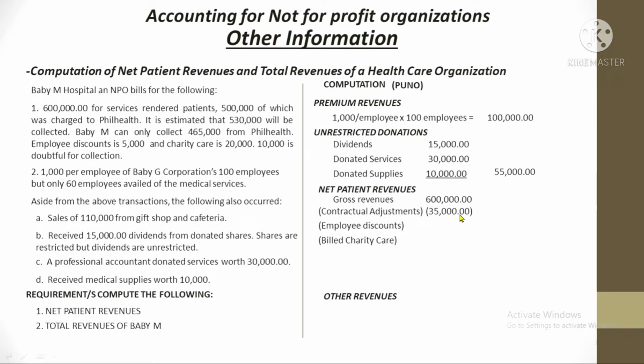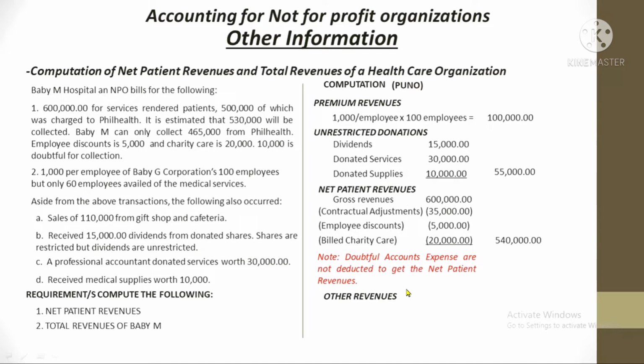Now, luckily, the employee discount is already given in the problem at 5,000 and also the charity care, which is 20,000. So we need to deduct those also. And that's it. And if you are going to summarize this, the total net patient revenues is 540,000. Now, for the question, what happens to these doubtful accounts? These doubtful accounts here are considered as expenses and not deducted from the revenues. So, it should be ignored when computing for net patient revenues. So, that's the net patient revenues computation.